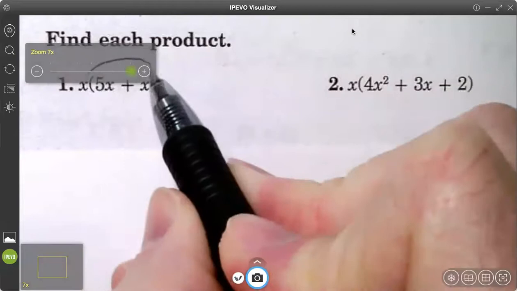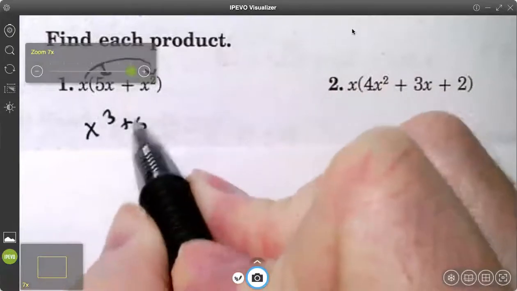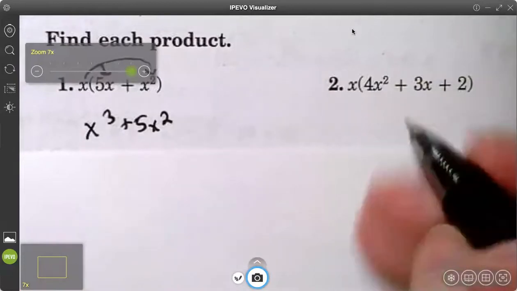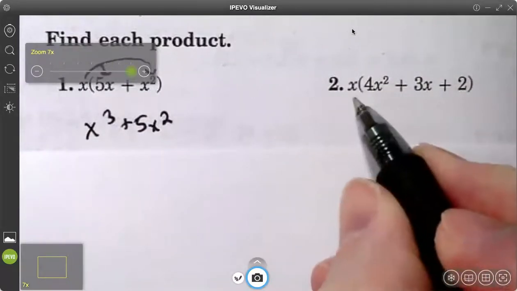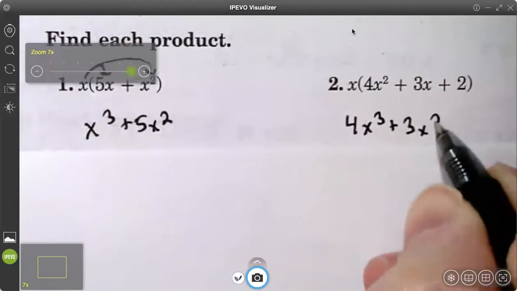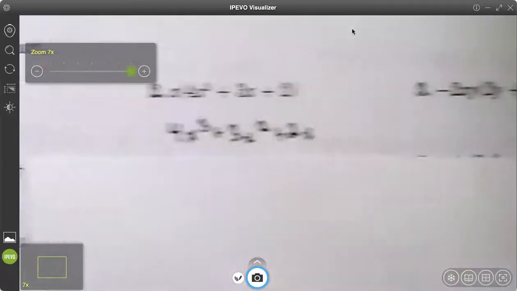So I'm going to distribute here first, get x cubed. Then I'm going to distribute here and get 5x squared. If you wrote 5x squared plus 3x and then rewrote it correctly, that's fine. But you should have a binomial, degree of 3, leading coefficient of 1. If you didn't write in standard form, your leading coefficient would be wrong. Number 2. On number 2, inside parentheses is in standard form, so I should be able to distribute left to right. 4x cubed, 3x squared, 2x. Trinomial, degree of 3, leading coefficient of 4.